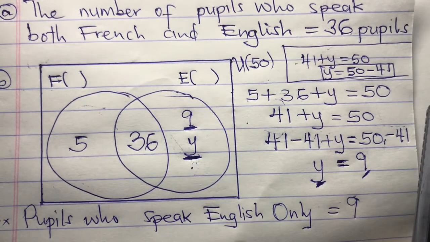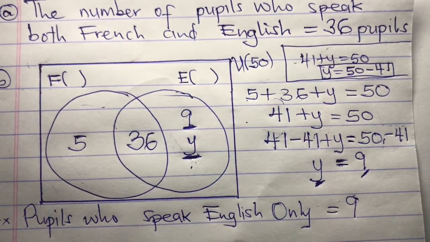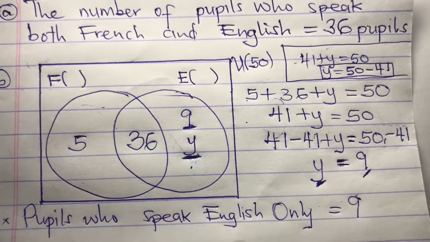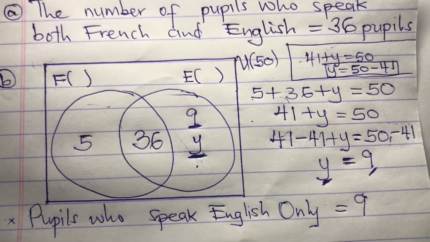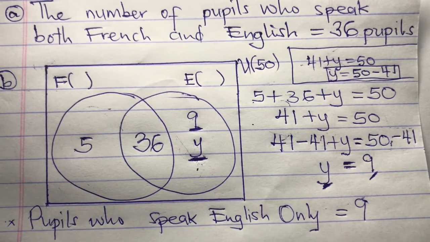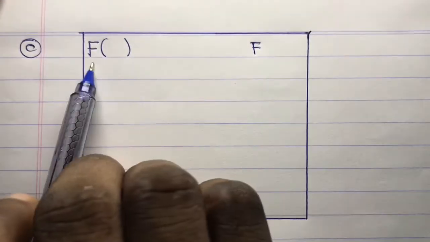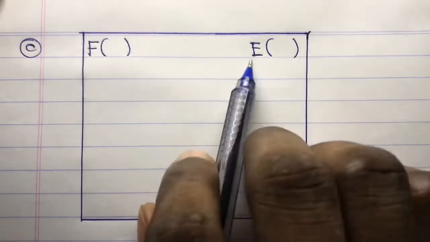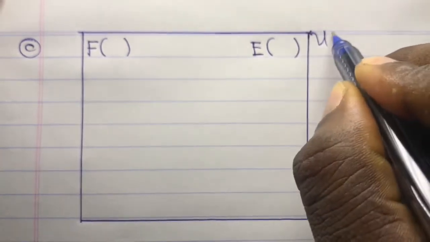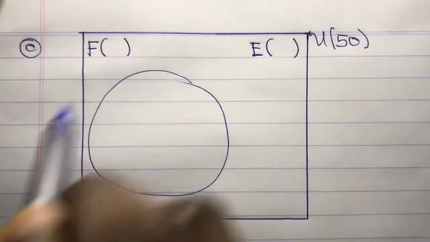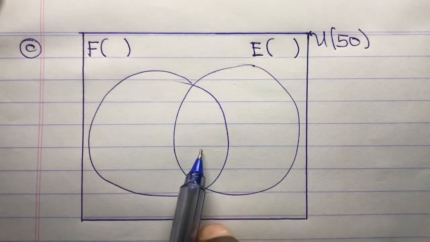So now let's move on to C, which says draw a Venn diagram to illustrate the information. So I have drawn a Venn diagram over here, but it is not a complete one. So let's move on to my next page and let's solve C. I'll draw the Venn diagram and represent all these regions there. Those who speak French are those who are here, and those who speak English are those who are found here, the pupils who are found here. And then over here, we have the universal set, and it is 50. So let's draw one circle here, and then let them intersect.